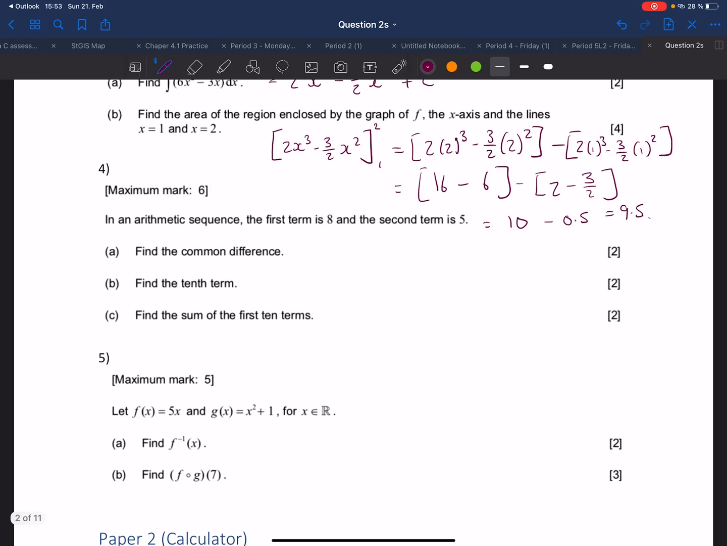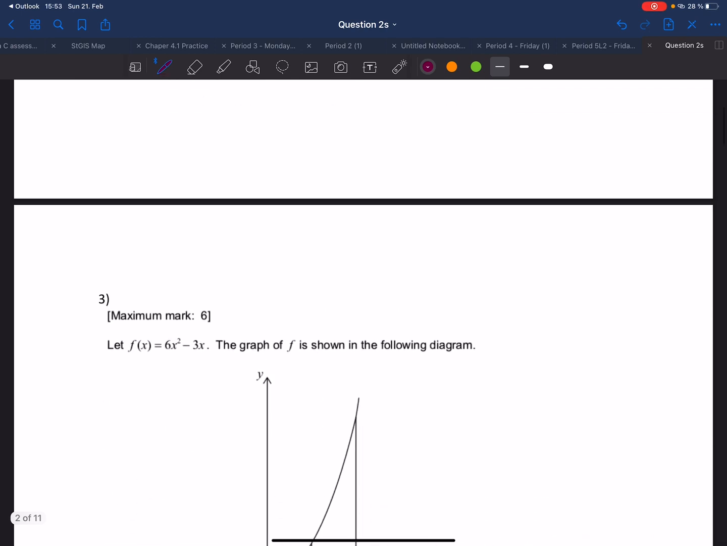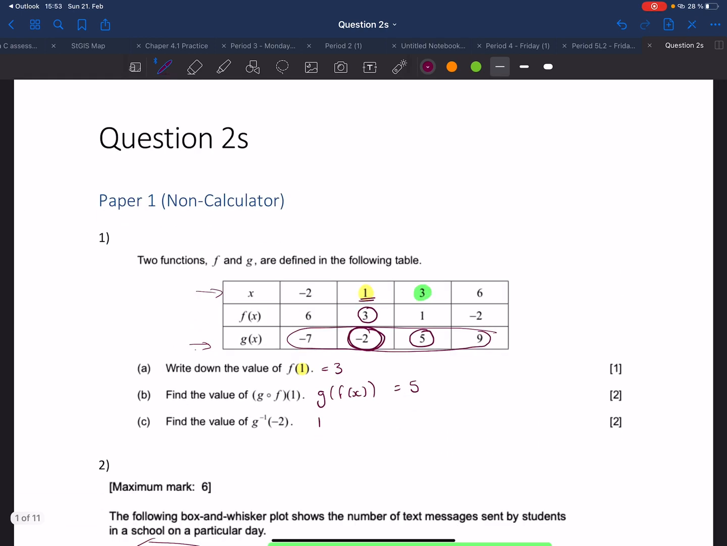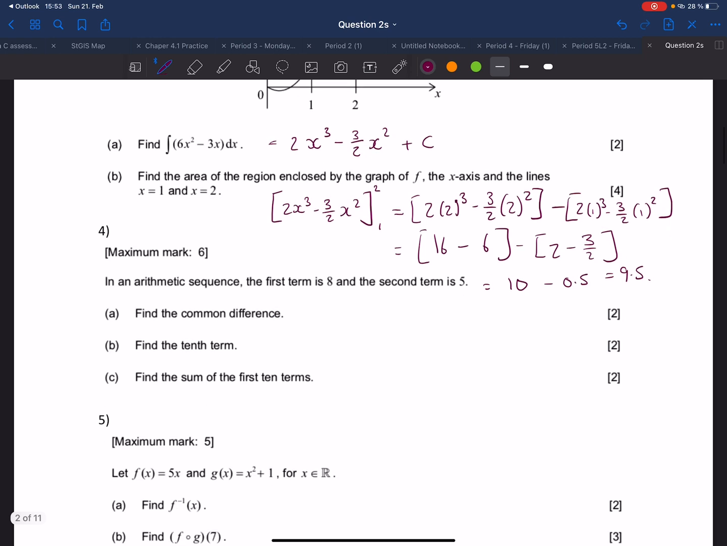Right, then we've got an arithmetic sequence. Have we already done 3? I feel like I've not done enough questions. Oh no, I just did them quickly.